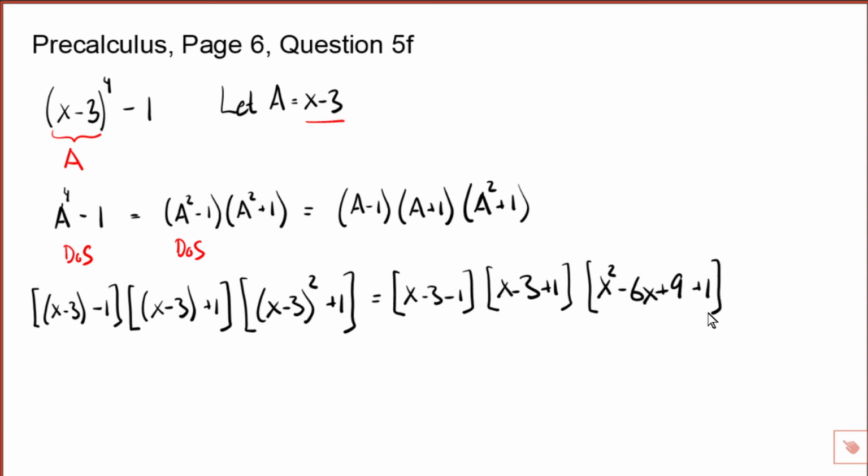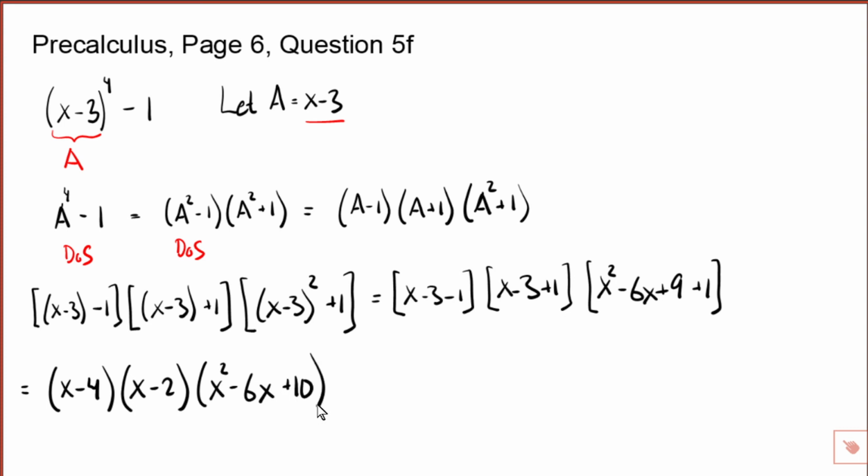Now we can combine like terms. For the first expression, −3 − 1 is −4, so x − 4 will be my resulting binomial. For the middle expression, we have −3 + 1, that's −2, so we get x − 2 as our final expression. And for the last expression, we're going to get x² − 6x, and then we have 9 + 1, which is 10.